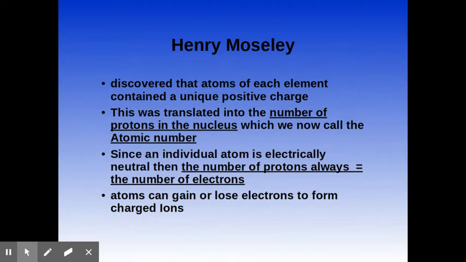If I'm using the word atom, it implies that it's neutral and protons equal electrons. If I use the word ion, it implies that it's either gained or lost electrons and has some charge, so the protons and the electrons will not be the same number.